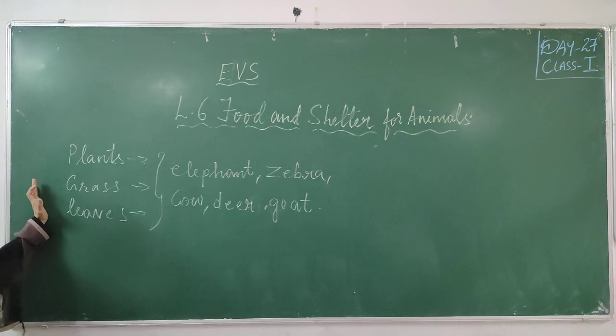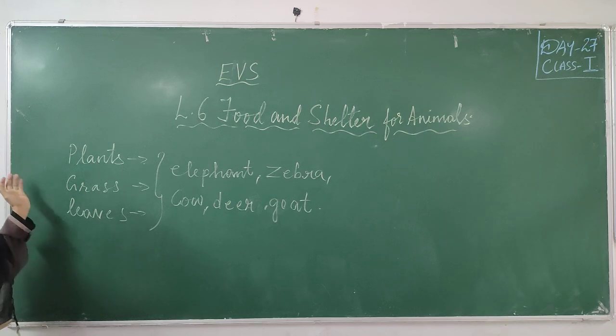So these animals we call plant eating animals. We can also say they are living only on plants.